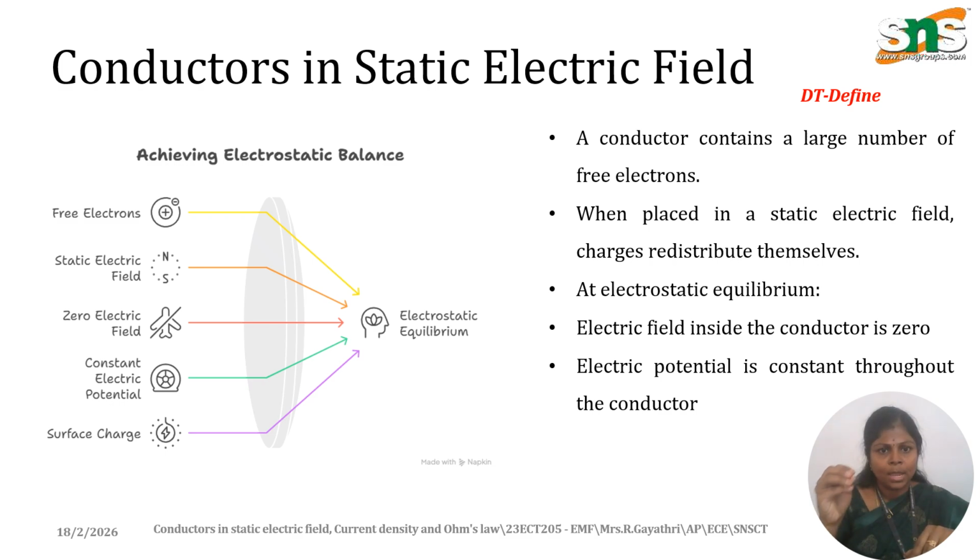The main point of the conductor is that it has charges, free electrons. When there are free electrons, there are charges. When there are charges, there are forces, and forces are related with the help of the electric field. The electric field is related to the potential by the formula E vector equals minus del V.